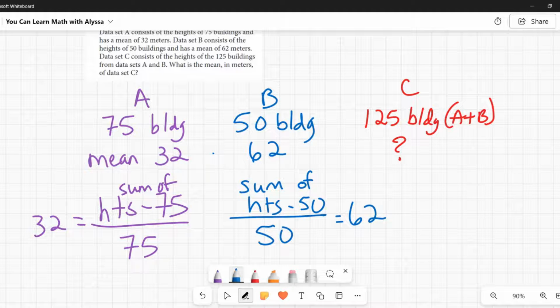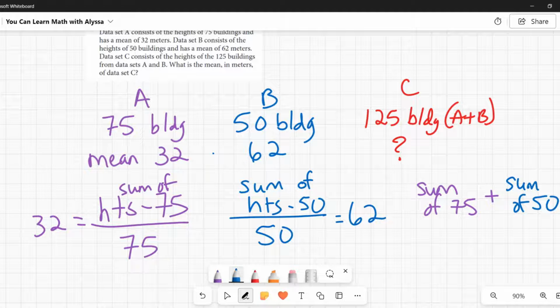Now for the mean of the set C, the 125 buildings, what would we do? We would add all the 75 buildings and all the 50 buildings, all those heights. We would add them all together, and then we would divide by the total number of buildings. So that would mean I would add the sum of the heights of the 75 buildings, and I would add to that the sum of the heights of the 50 buildings, add all that together, and then I would divide by the total number of buildings, which is 125. Okay, so far so good.